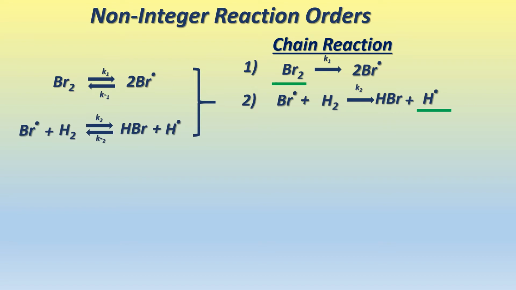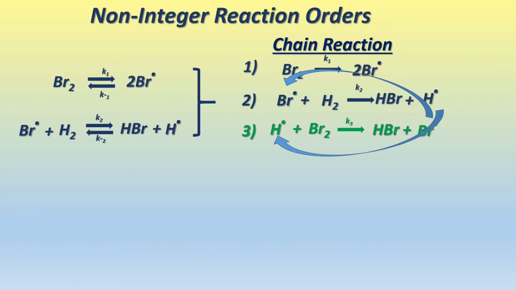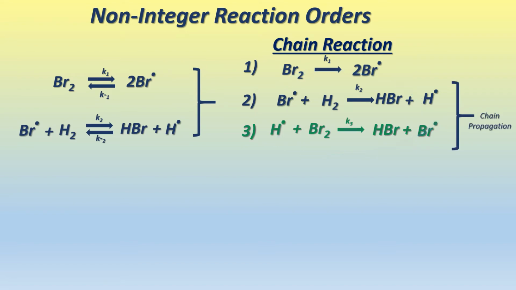The Br2 will react with the hydrogen to give you hydrogen bromide and bromine. At this point, you will note that the bromine radical, that is the product of reaction 3, is the reactant of reaction 2, and the hydrogen radical, that's the product of reaction 2, is the reactant in reaction 3. You have now what is called chain propagation. The product of one reaction becomes the reactant for the next. The formation of the initial radical is called the initiation step.